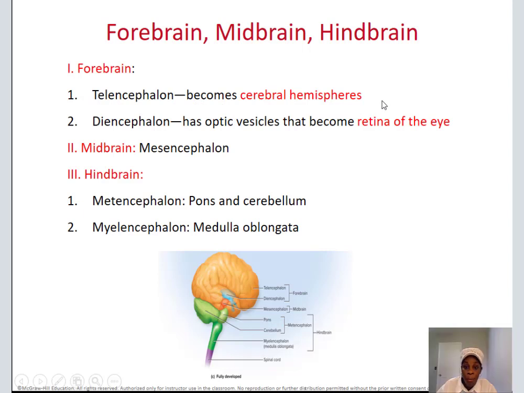See, the cerebrum is divided into hemispheres, hemi, half, sphere, circle. And the diencephalon, which has an extension that becomes your eye. That's why I say the eye is part of your brain. Then we have the midbrain in the middle, and the hindbrain, like the behind, which is the metencephalon, that will become the pons and the cerebellum, and the myelencephalon, which will become what? The medulla oblongata.